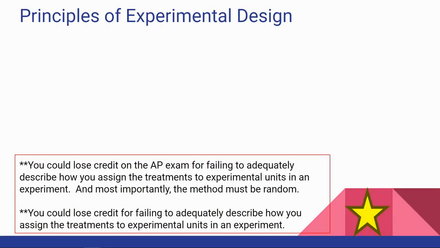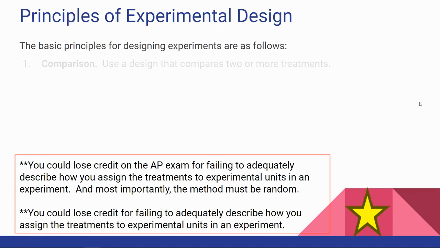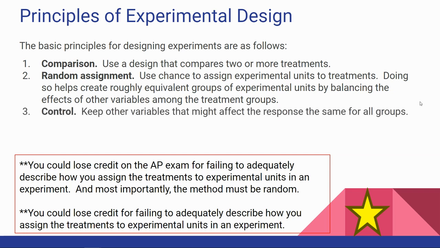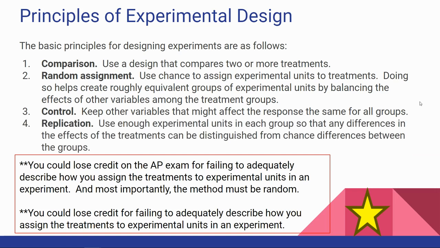So, principles of experimental design. The basic principles for designing experiments are as follows. First of all, comparison: use a design that compares two or more treatments. Random assignment: use chance to assign experimental units to treatments. Doing so helps create roughly equivalent groups of experimental units by balancing the effects of other variables among the treatment groups. Control: keep other variables that might affect the response the same for all groups. And replication: use enough experimental units in each group so that any differences in the effects of the treatments can be distinguished from chance differences between the groups.